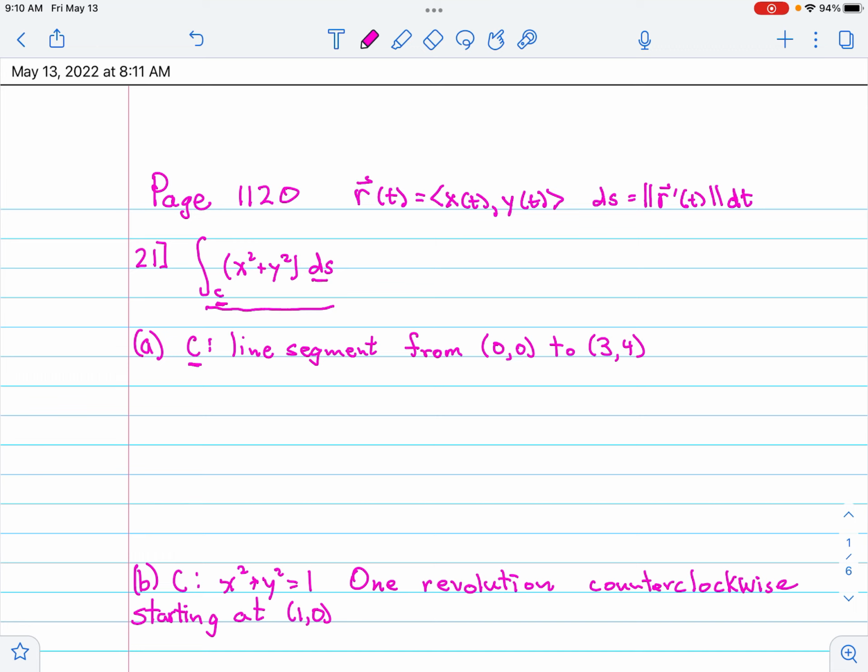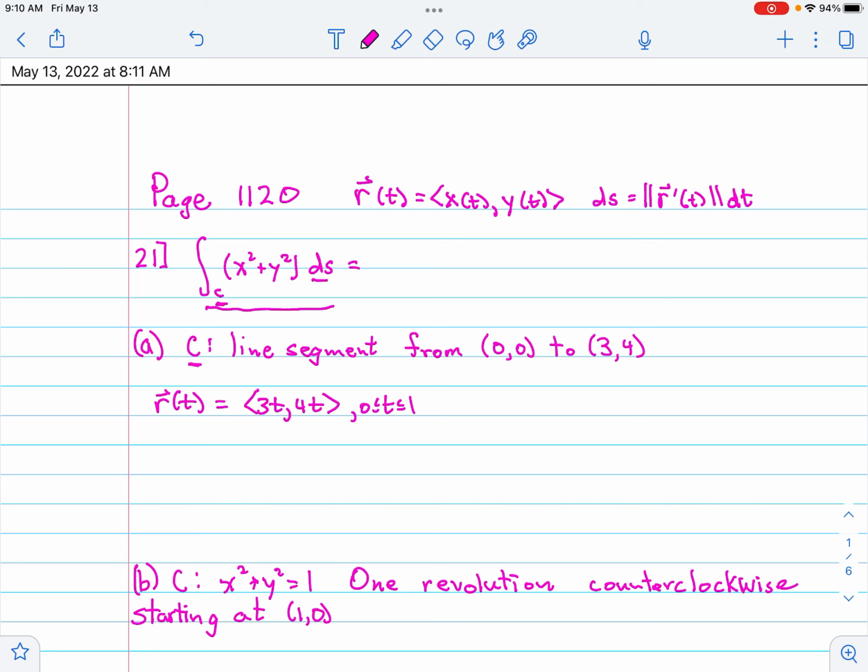So, in particular, here we've got this path, and we've got r of t, and it's a line segment. It starts at 0, 0 and goes to 3, 4. Well, if I just put 3t, 4t, and have t go from 0 to 1, that will do it. That's a line segment that goes from 0, 0 to 3, 4.